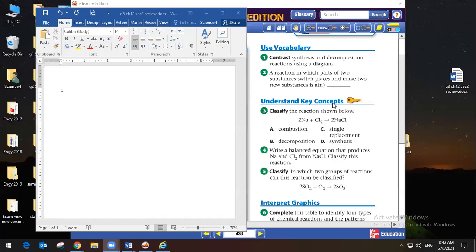Hi guys, so inshallah we're going to practice on lesson 2 of chapter 12. We start talking about the types of chemical reactions. So simply here we're going to answer the section review, which was your homework. Then we're going to pass to some questions.